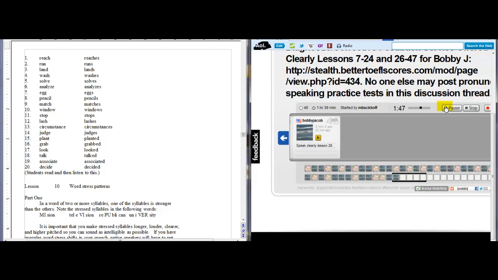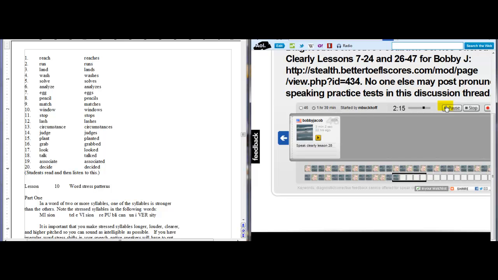Number 7. Egg, eggs. Number 8. Pencil, pencils. Yeah, you don't have this one. I think you probably should practice this one one more time. Number 9. Match, matches. Number 10. Window, windows. Number 11. Stop, stops. See, that's perfect. So you do better when the S needs to be pronounced as an S. You don't have any problem with that at all. But when the S needs to be pronounced as a Z, that's where you're having your difficulty.